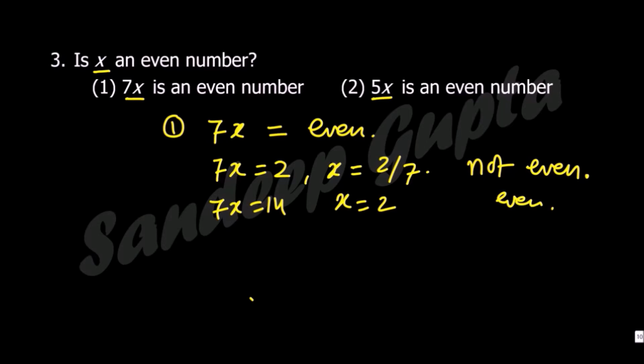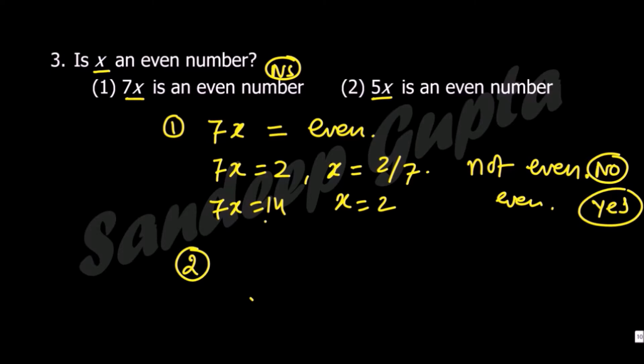Now you can see there is a contradiction. I would have got a no answer here. I would have got a yes answer here. Definitely the first statement is not sufficient. In the same way, let's say if we have 5x is equal to 2, x will be 2 by 5.